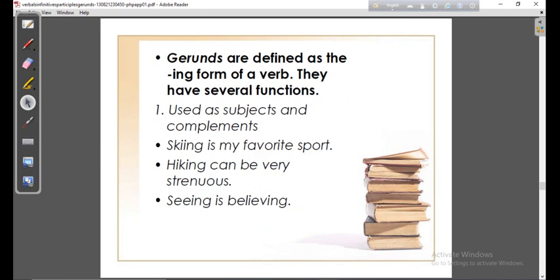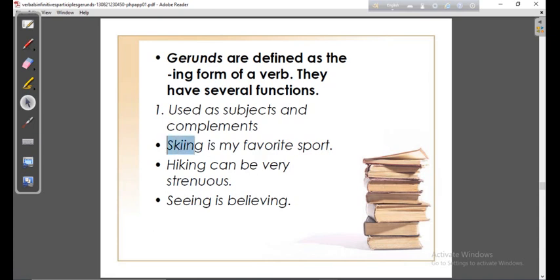Gerunds are defined as the ing form of a verb. They have several functions. I will say it. Used as subjects and complements. A noun may be used as subjects and complements. A complement is a thing that gives fulfillment to the sentence. Suppose, skiing is my favorite sport. Skiing is my favorite sport. Ski is a sport played on ice. Okay, skiing is my favorite sport. What is the main verb here? Definitely, you say it's is. Is is the main verb. So, what is the subject? The subject is skiing.